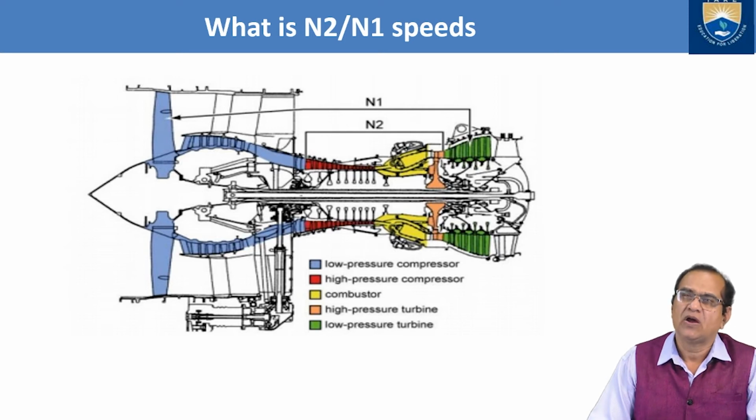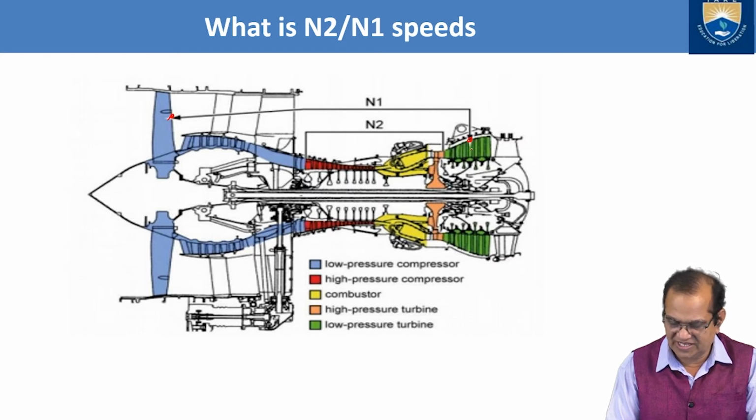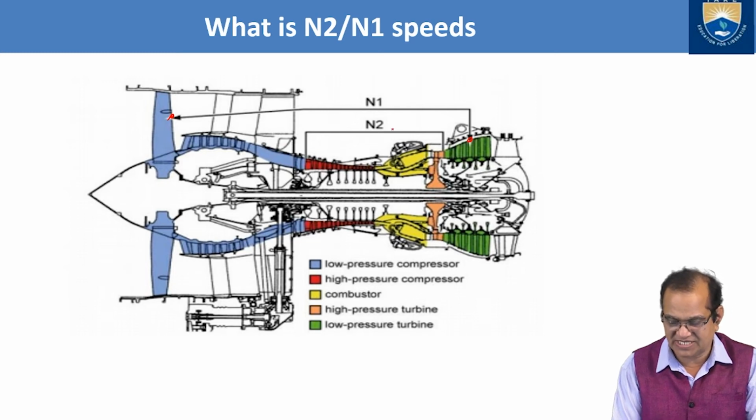So here we can see that N1, okay, this is the fan here. And here is the speed of the engine. So this is N1, and the high pressure spool is N2.